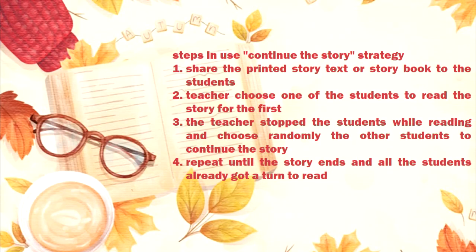And the steps in using the Continue the Story strategy. The first is the teacher shares the printed story text or storybook to the students. The second, the teacher chooses one of the students to read the story first. And the third, the teacher stops the student while reading and randomly chooses another student to continue the story. And the fourth, repeat until the story ends and all the students have had a turn to read.